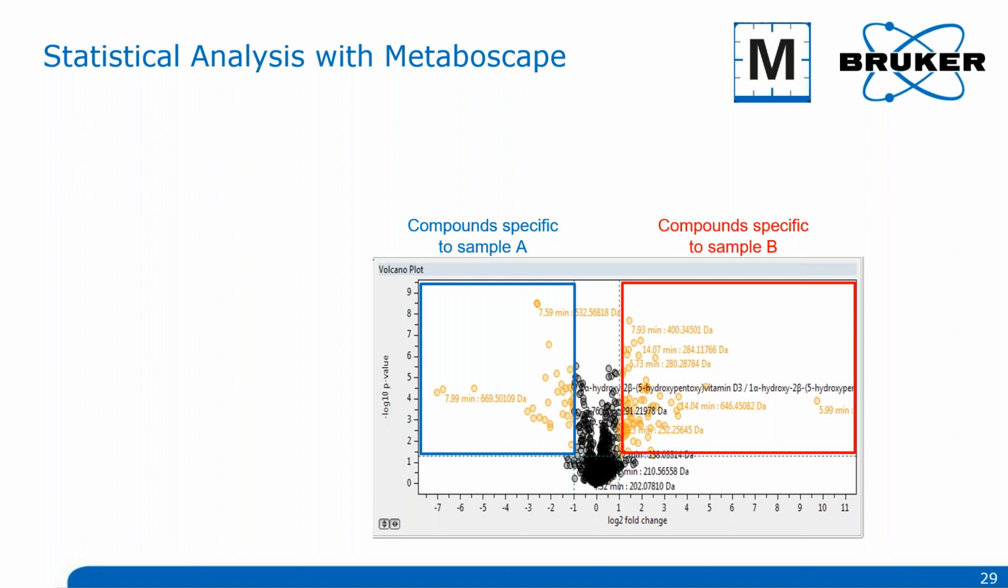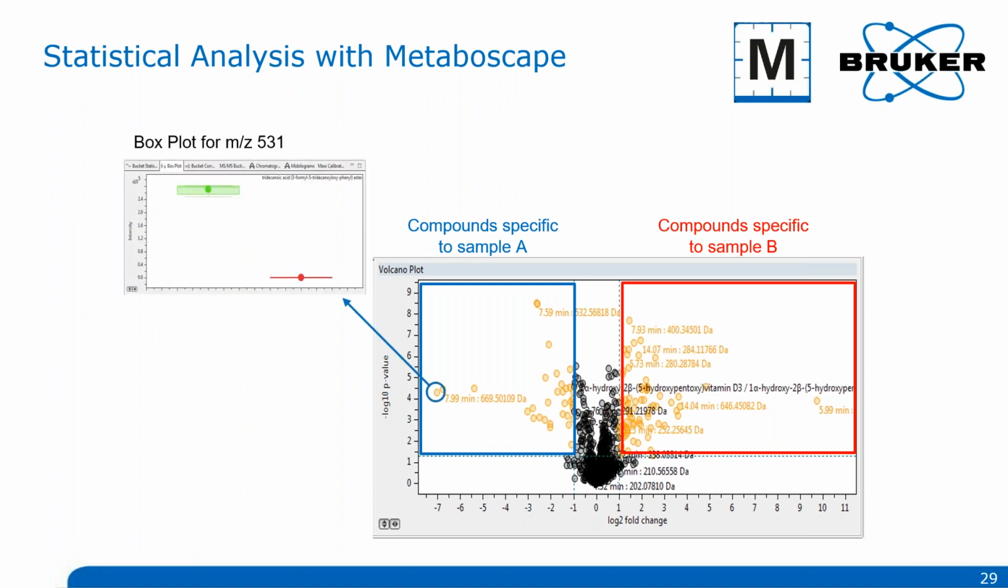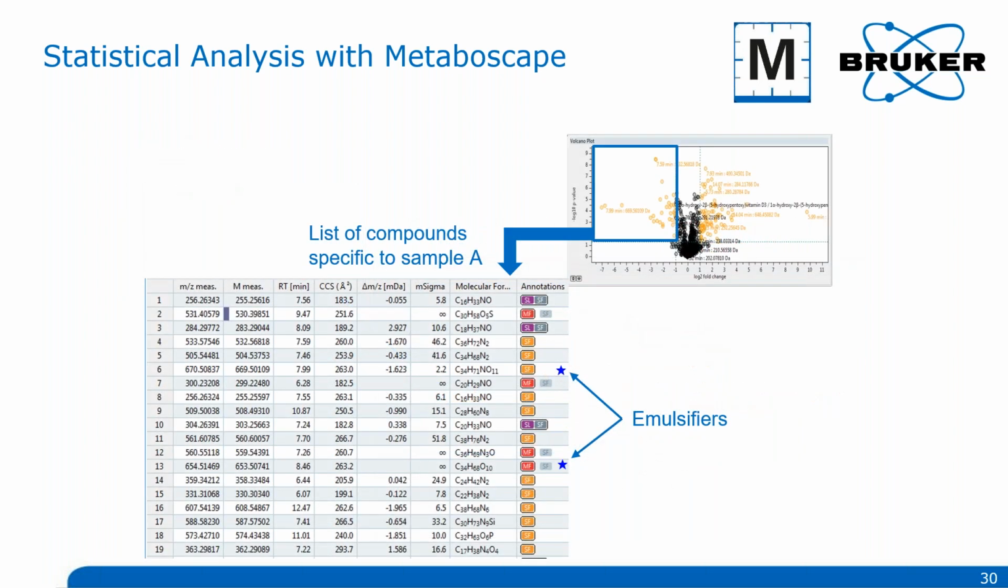If we select one of these compounds on the volcano plot, we can get a box plot that shows comparison of intensities of the respective ion in sample A and sample B. And in this particular case, we can see that the difference is quite significant. The list of compounds specific to sample A is formed using this very principle. Naturally, this method is a lot more accurate than simple comparison of chromatograms. For instance, these 2 emulsifiers are a difference that could not be identified from a conventional MS workflow.